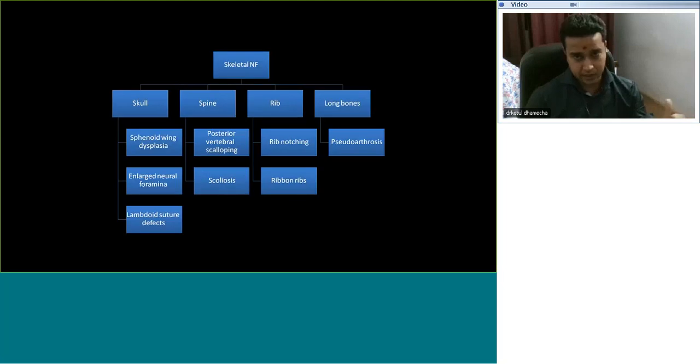Another thing is skeletal neurofibromatosis. In the skull, we have already seen this sphenoid dysplasia as well as the enlarged neural foramina. Why? Because of the plexiform or localized fusiform variety of neurofibroma on the exiting nerve roots, which causes the enlarged neural foramina. Another finding is lambdoid suture defects. In the spine, you can see posterior vertebral scalloping due to chronic pressure effect from neurofibromas, and scoliotic deformities. In the ribs, similarly, due to pressure erosion, rib notching and ribbon ribs are seen.